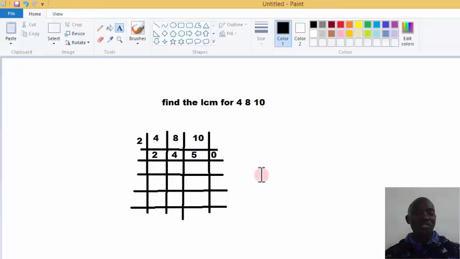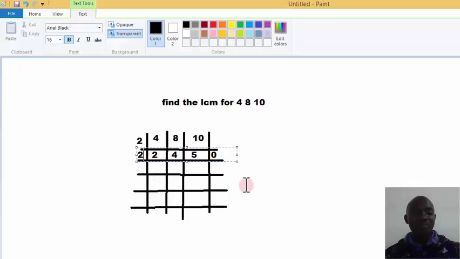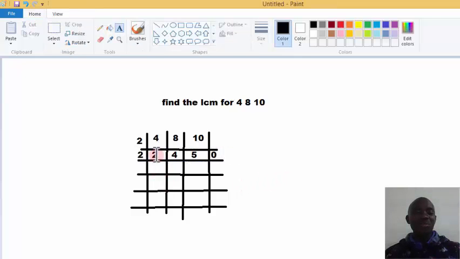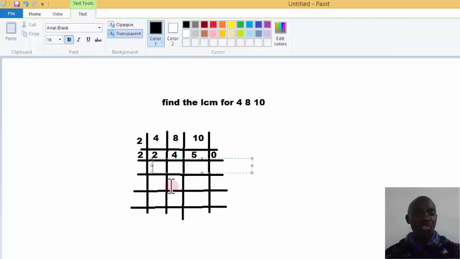Remember, you go on like that. The next lowest common factor here is still 2, because we have 2 here, we have 4, we have 5. Now you should put 2 here again. Then you continue. Because 2 is the lowest common factor, you have to divide. 2 divided by 2, here you say it is 1. You go on. 4 divided by 2, you get 2.